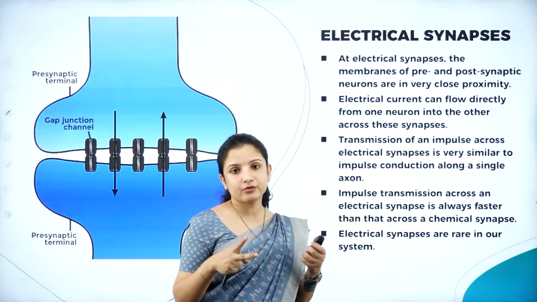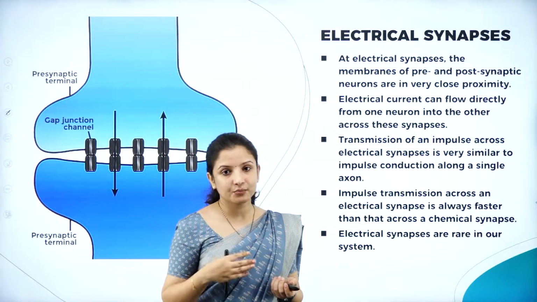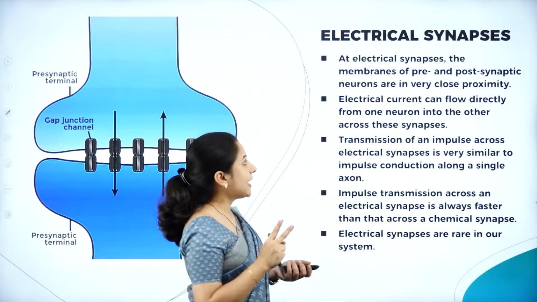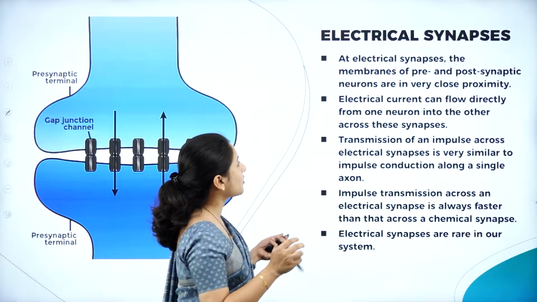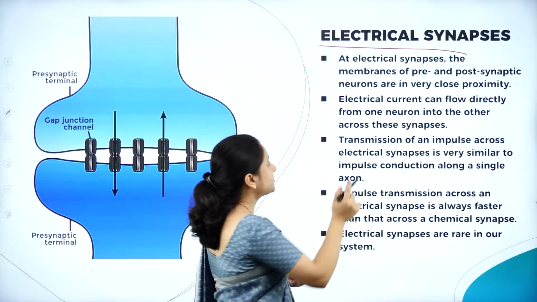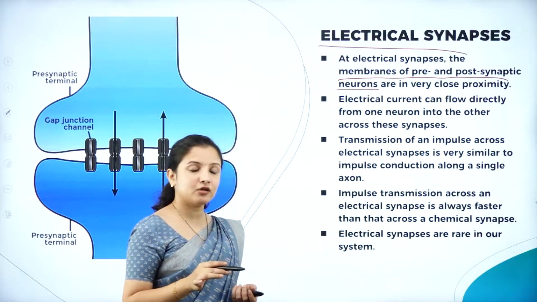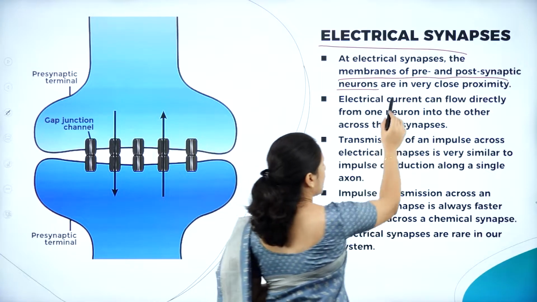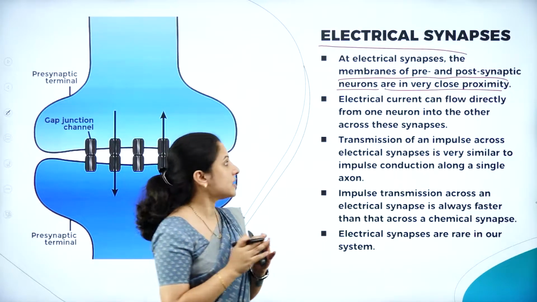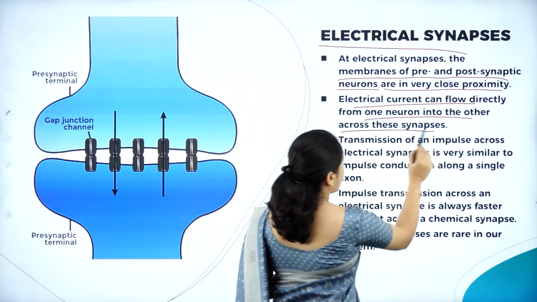Now, talking about the synapses. So, what is a synapse? It is the junction between the presynaptic neuron and the postsynaptic neuron, and it is called the synapse, right? And synapses are of two types, electrical synapses and chemical synapses. So, first talking about electrical synapses. In an electrical synapse, the membrane of the presynaptic neuron and the membrane of the postsynaptic neuron are very close to each other, in close proximity, and electrical current will flow directly from one neuron to the other across the synapse.